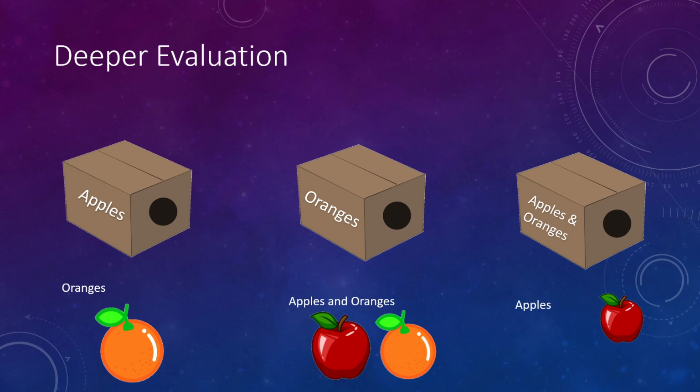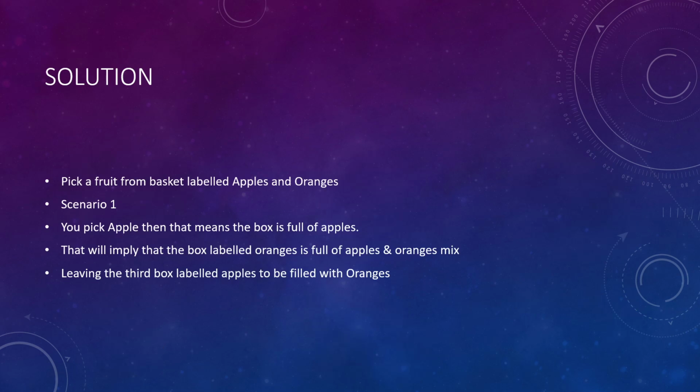And the same will apply for oranges as well. If the apples and oranges box gives you oranges, try to do that yourself. So this is the solution. Pick a fruit from the basket labeled apples and oranges. If an apple comes, then that means that basket is full of apples. And that would imply that the box labeled oranges is full of apples and oranges. And by process of elimination, the third box will contain only oranges.